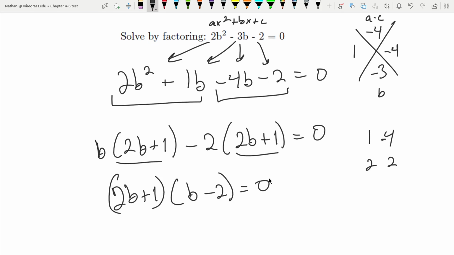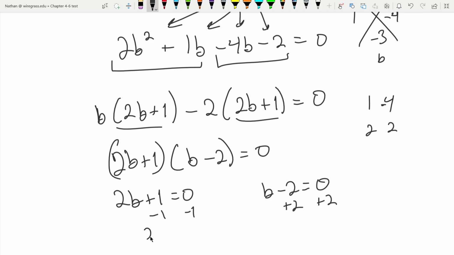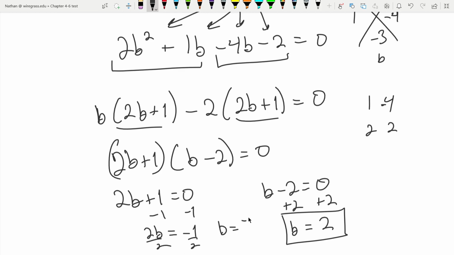Now the only way this can equal 0 is if either one of these factors equals 0. So 2b plus 1 equals 0, or b minus 2 equals 0. Okay, subtract 1. I can add 2 here. I get 2b equals negative 1, and then b equals 2. There's my first answer. And all I have to do is divide by 2, and I get b equals negative 1/2. That is my second answer.